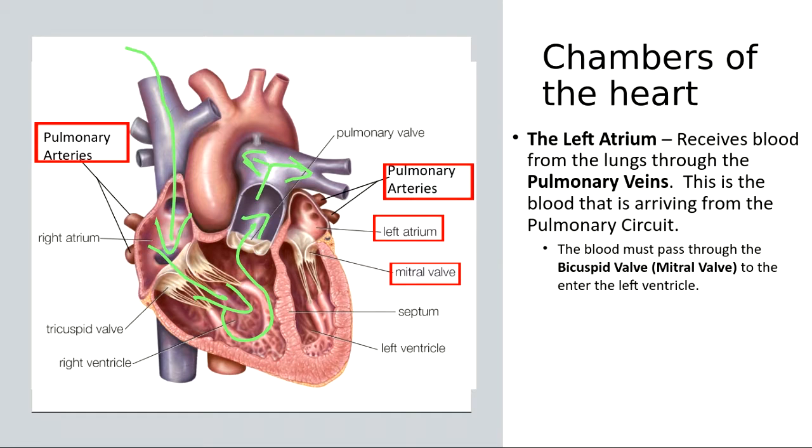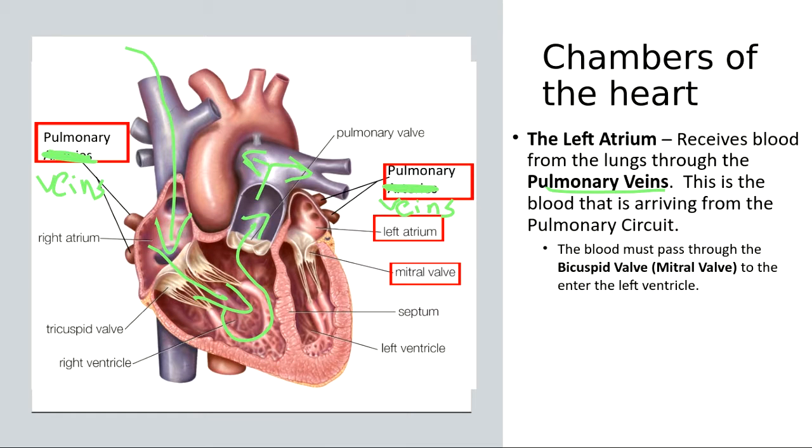Ooh, okay, so I see a mistake here. It should be veins. So the blood goes to the lungs from the pulmonary arteries and comes back via the pulmonary veins, right? Here it says pulmonary veins. So this little diagram has a mistake.